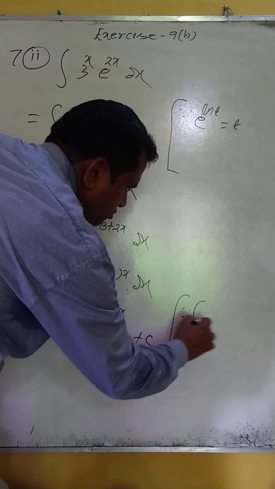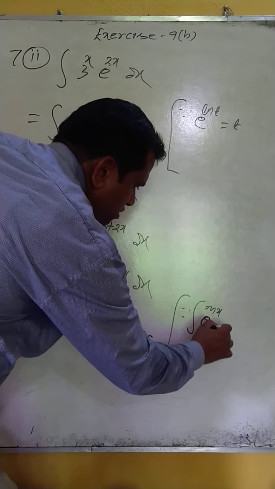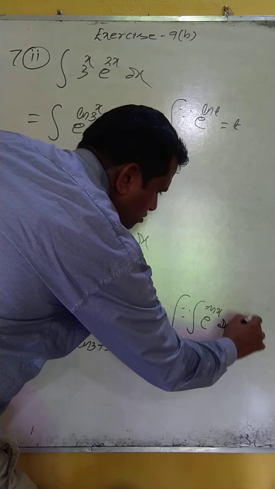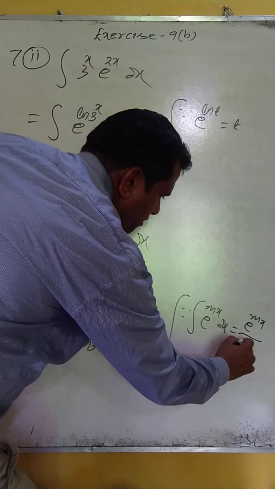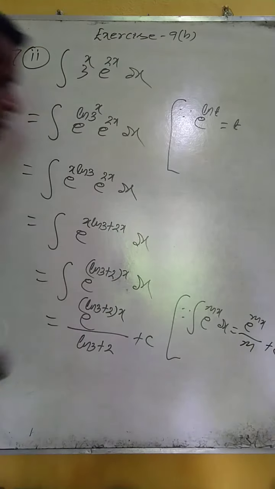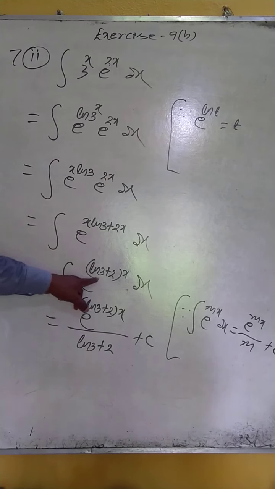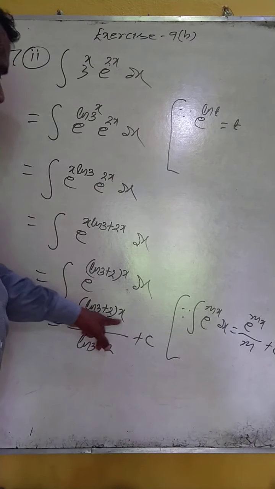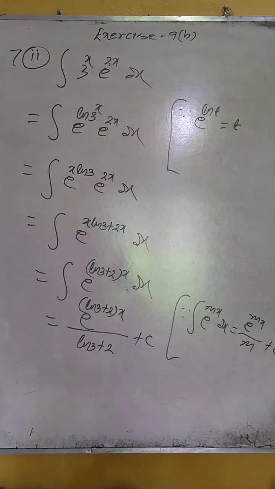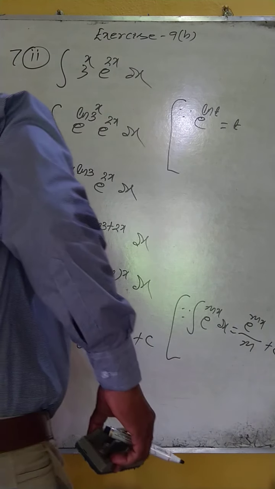Since you know the integral of e to the power mx dx is equal to e to the power mx divided by m plus c, where m is a constant. Here also ln 3 plus 2 is a constant. So we get e to the power ln 3 plus 2 whole x divided by ln 3 plus 2 plus c.